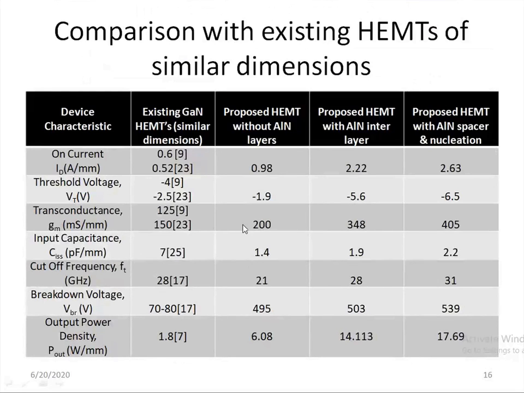So this is a comparison with the existing devices, just to show that the optimized device design that we are using is not a very bad design. It is giving comparatively good or comparable results with the proposed devices for even high power, high frequency applications. Here we were attaining a high on current of 2.63 ampere per millimeter with a high transconductance of 405 millisiemens per millimeter. Both were the important parameters for us from a sensing point of view. However, the device was also giving a very high breakdown voltage of 539 volt and an output power density of 17.69 watt per millimeter.